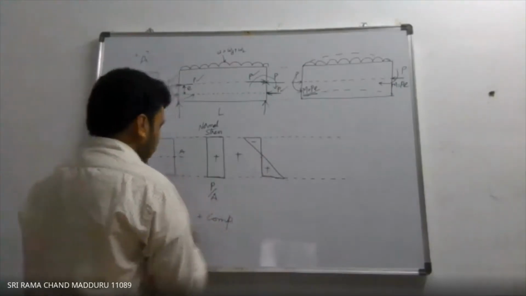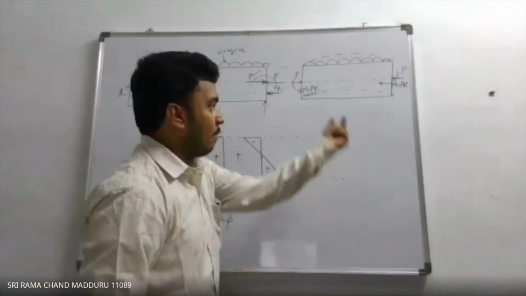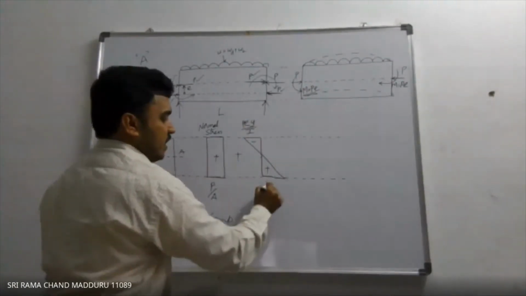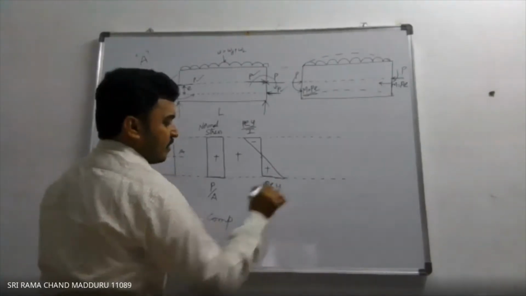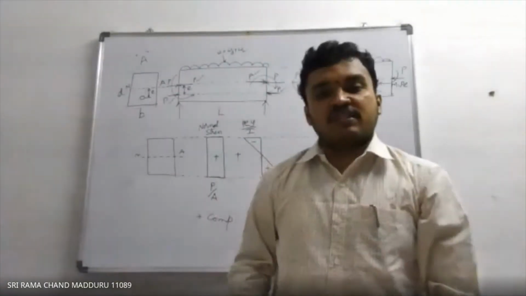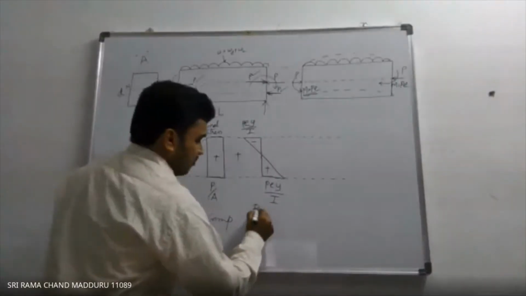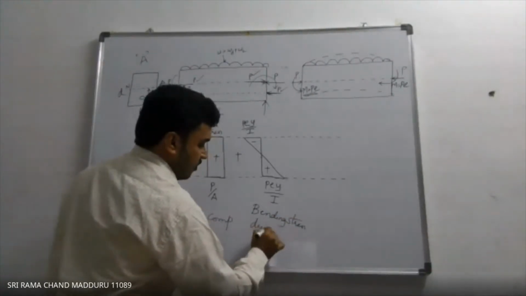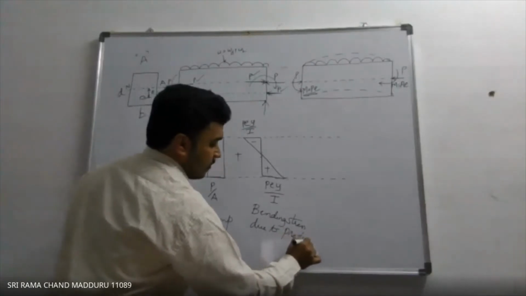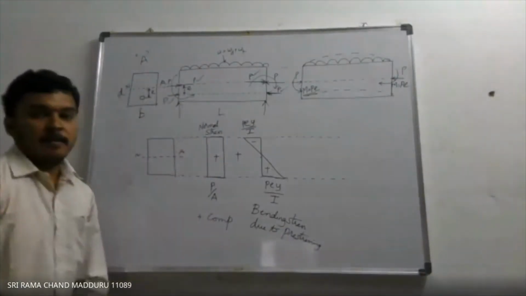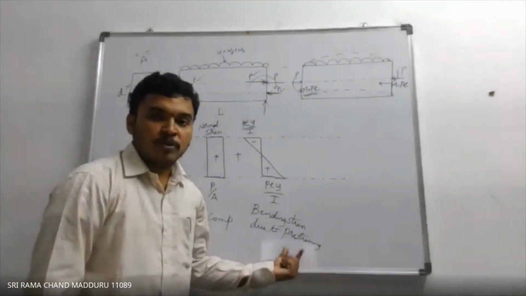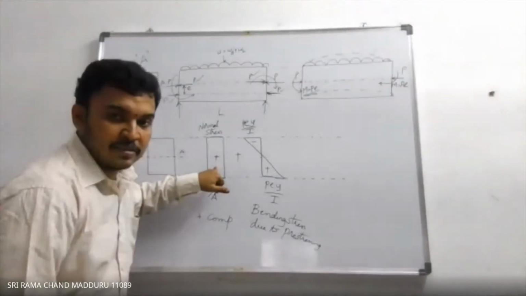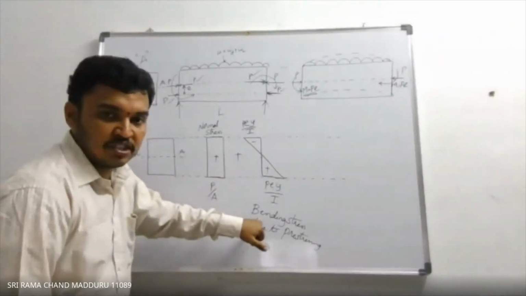And the value is, we know that this is M by I into Y. So M is P into E. So P into E into Y by I is the bending stress. P into E into Y by I is the bottom fiber bending stress. So I can write down this one as bending stress due to pre-stressing. Now moving forward, this is normal stress due to pre-stressing, bending stress due to pre-stressing.